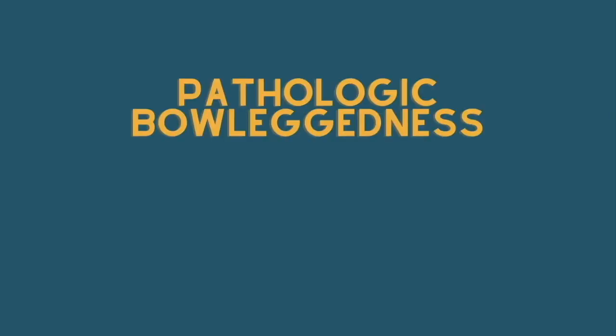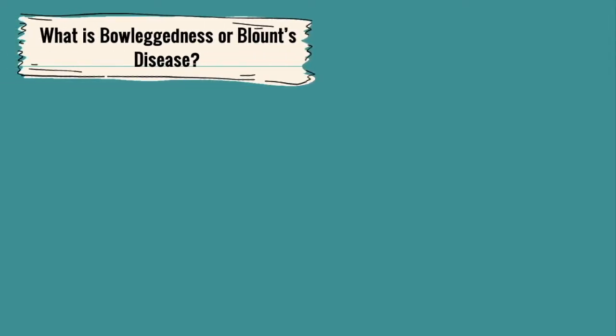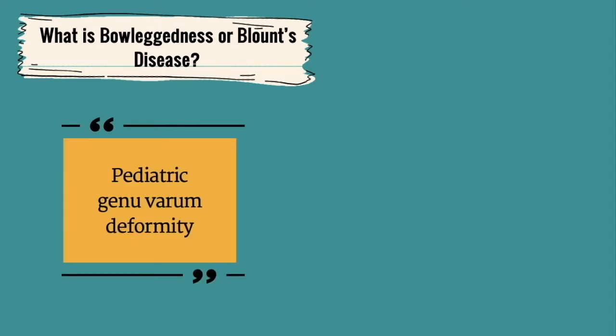Today, we will be talking about pathologic bow-leggedness, also known as Blount's disease. What is bow-leggedness or Blount's disease? Blount's disease is a pediatric genu varum deformity.